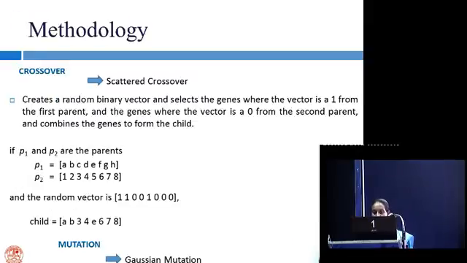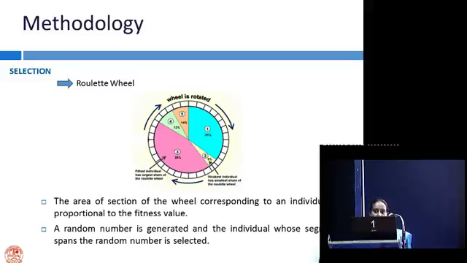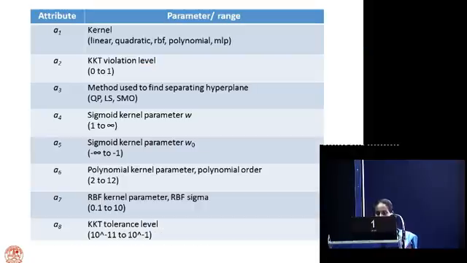In our work, we have employed scattered crossover, in which a random binary vector is created, and the values of the random binary vector determine which parent gene is selected for which child gene. For mutation, we are employing a mutation operator. And for selection of the next generation, we are using a roulette-wheel approach in which the area of the section corresponding to an individual is proportional to its fitness value, and a random number is generated and the segment spanning that random number is selected. These are the parameters that we are trying to optimize using GA.